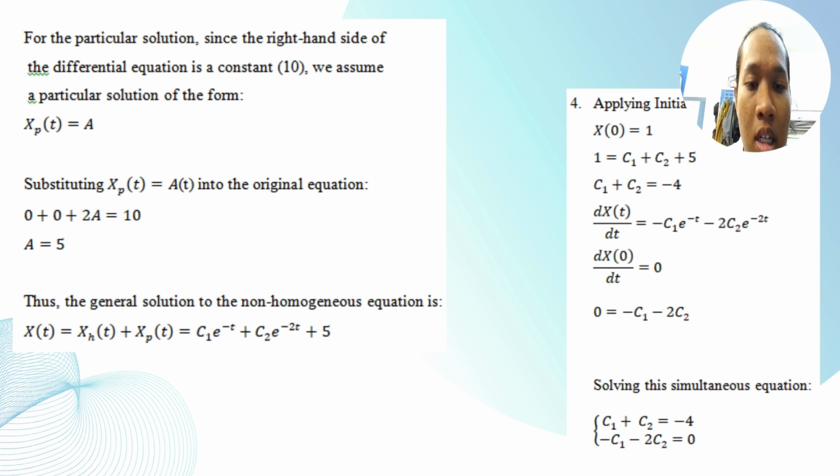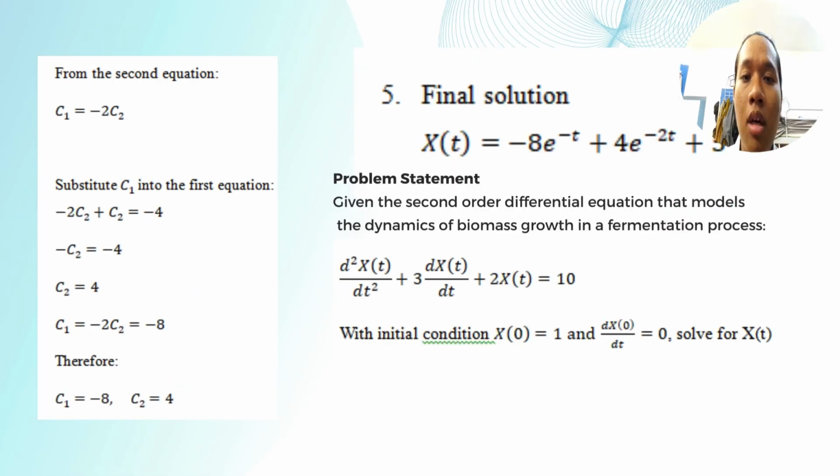So we will get negative c1 minus 2c2 equal to 0. So we need to solve the simultaneous equation. By solving the equations simultaneously, we will get from the second equation c1 equal to negative 2c2. So we need to substitute c1 equal to negative 2c2 into the first equation. So we will get negative 2c2 plus c2 equal to negative 4. So we will get negative c2 equal to negative 4 and eventually c2 equal to 4.